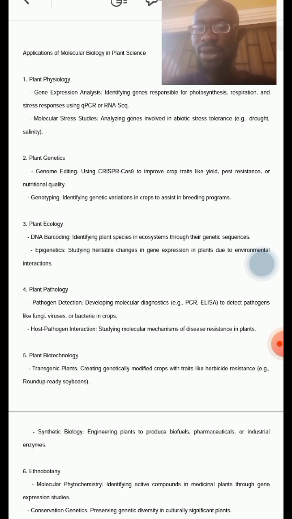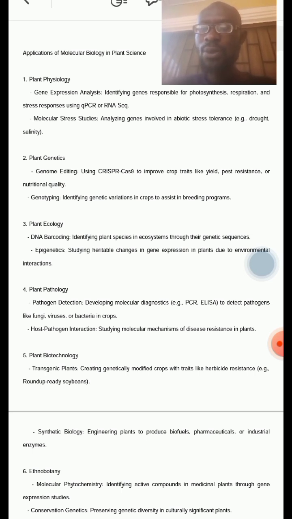So genotyping is determining the genetic makeup of different individual plants. You want to know because every individual is different, whether they are from the same parent or not. So focusing on the genetic makeup of each plant is what we call genotyping, but that is under plant genetics.